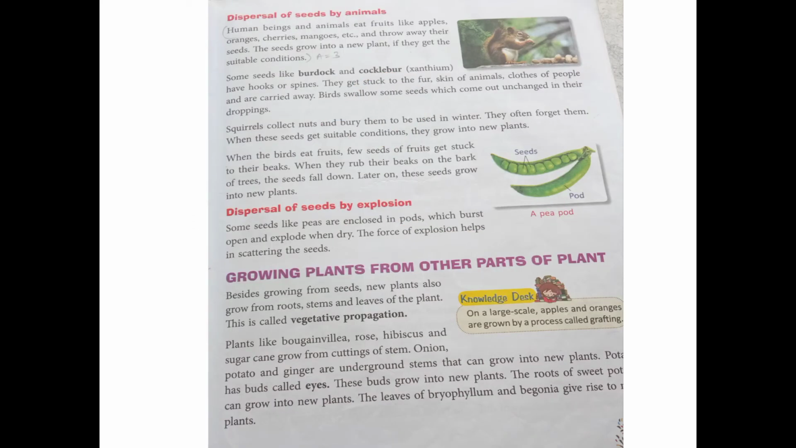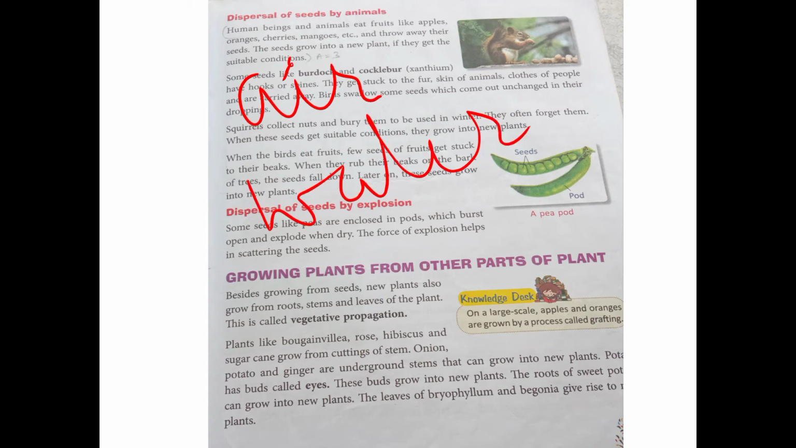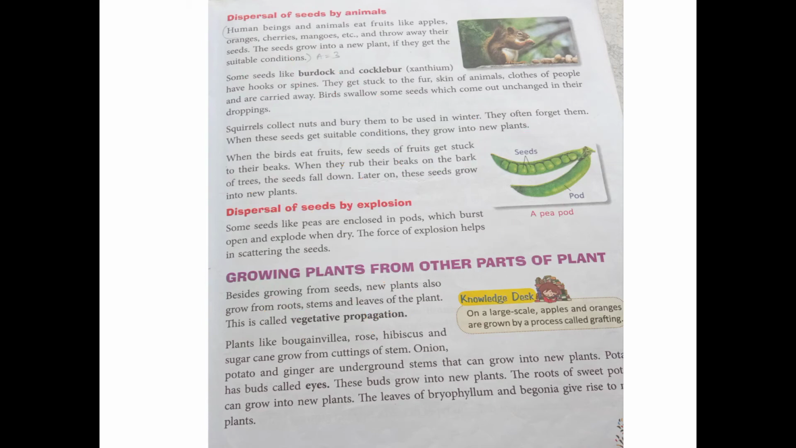Dispersal of seeds by animals. Let's take one animal, the squirrel. What does a squirrel do? It collects nuts to use them in winter, but sometimes it forgets to eat them. भूल जाते हैं कि हमने तो यहाँ nuts छुपाए थे to use them in winters. As the nuts get favorable conditions, again what are those favorable conditions? Air, water, and warmth. These are the necessary conditions. जैसे ही ये condition उन्हें मिलती है, they grow into new plants.